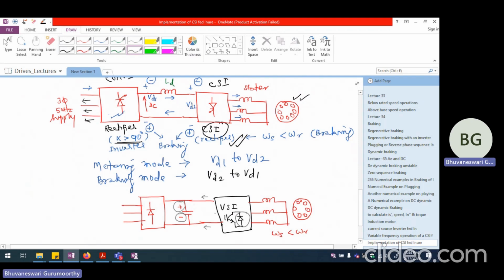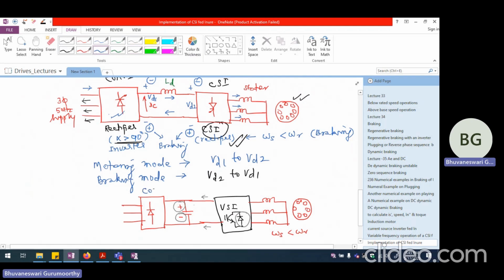drive, and the current cannot be reversed if we are using either thyristor or diode. The current cannot be reversed. And voltage cannot be reversed because of the presence of capacitor. So regeneration will not be possible in the case of a VSI fed drive unless we replace the front end converter, what is available here.